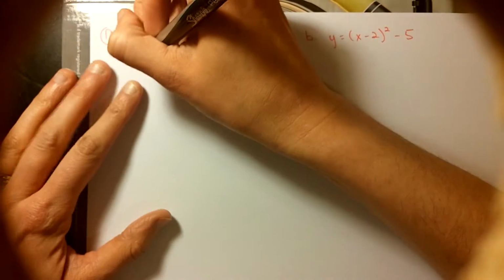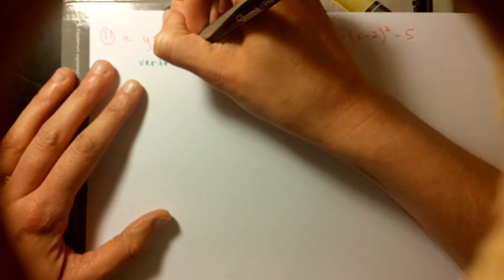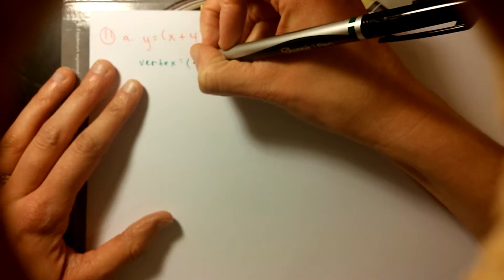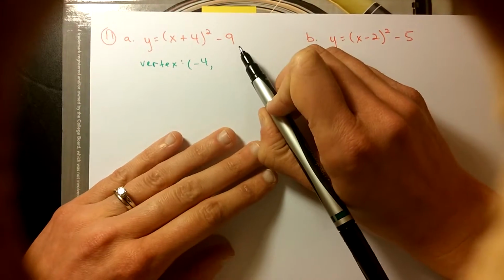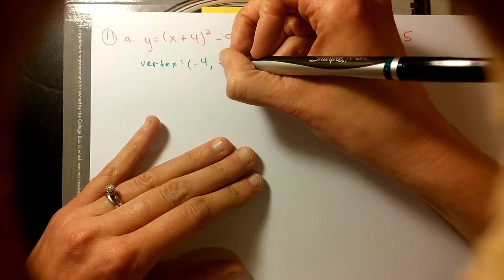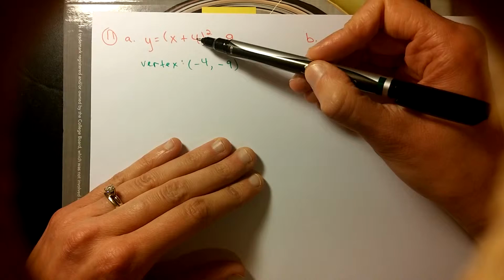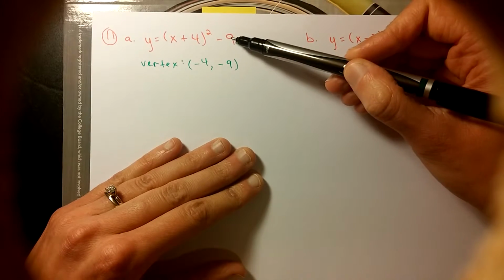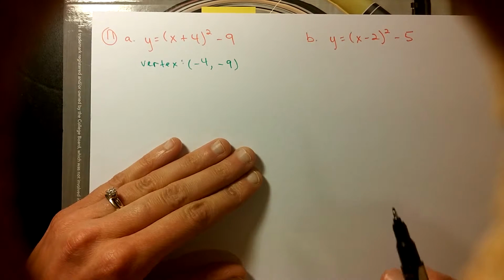So that means that my vertex for A will be at -4 as its x-coordinate. And then this number that comes after the parentheses, whatever that is, is the y-coordinate of the vertex. So it's always going to be the opposite of this one is the x-coordinate. Whatever this one is, that's the y-coordinate. So this one's vertex is at -4, -9.